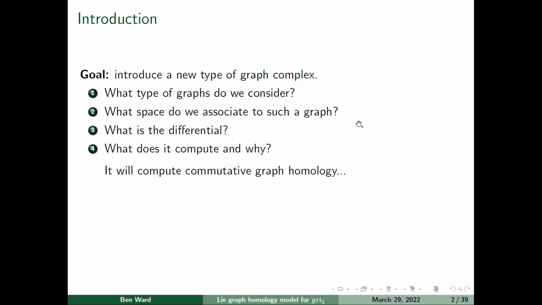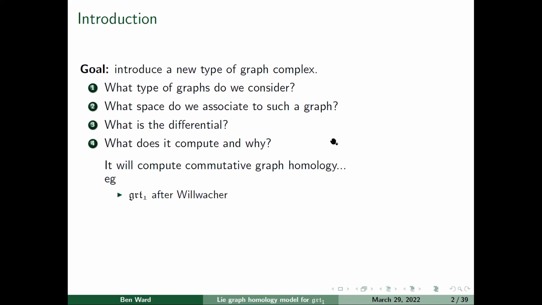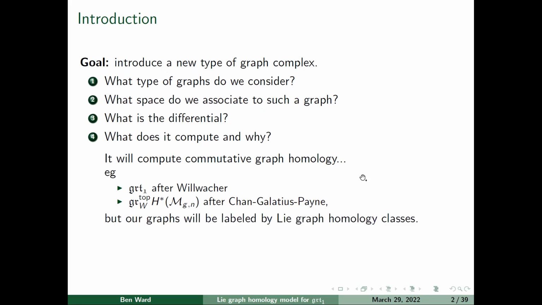Okay, so it will compute sort of commutative graph homology, in particular of the flavor that we've seen already yesterday and today. So for example, it can compute this Grothendieck-Teichmüller Lie algebra after results of Willwacher, or the top graded piece of the cohomology of M_{g,n} after results of Chan-Galatius and Payne. But its input will be Lie graph homology. So in particular, our graphs will be labeled by Lie graph homology classes.